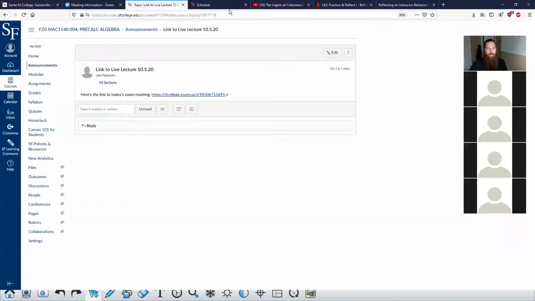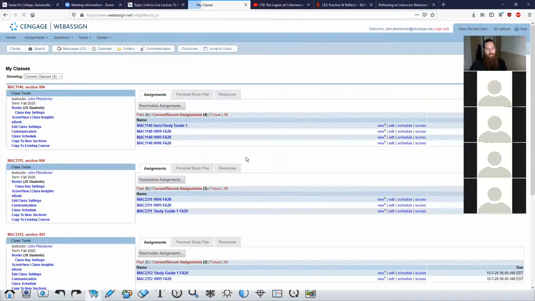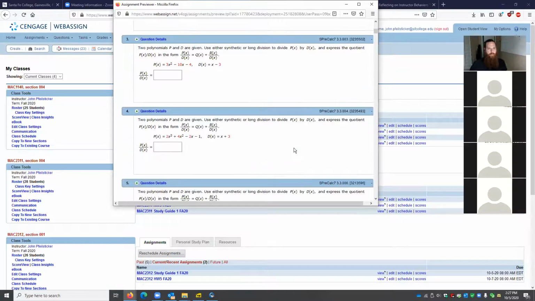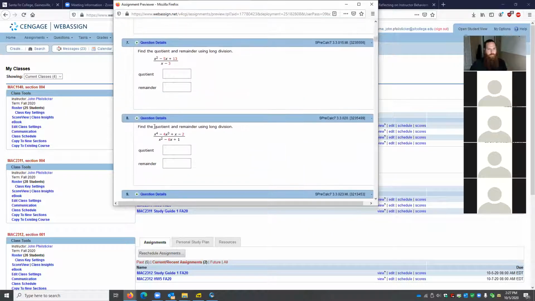In order to be charitable, I'll grab it from your homework this week. So this week's homework is right here. Let's pop it up. And let's do something where we're dividing by a polynomial of slightly larger degree. So I'll do number 8. They want us to find the quotient and the remainder. So this is homework 6, problem 8.